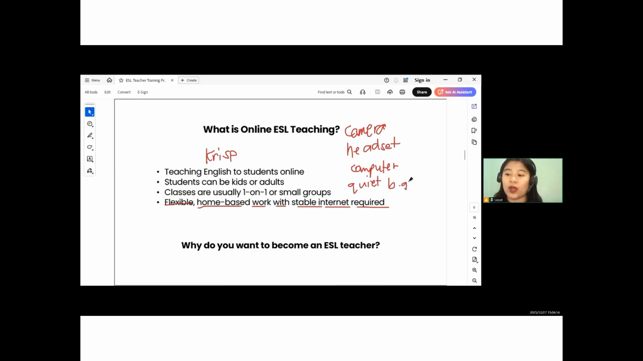So you need to have a quiet background where noise is minimized or absolutely no noise at all. And you have to have a clear wall or clear background so that your students won't get disturbed or distracted while having a class with you.